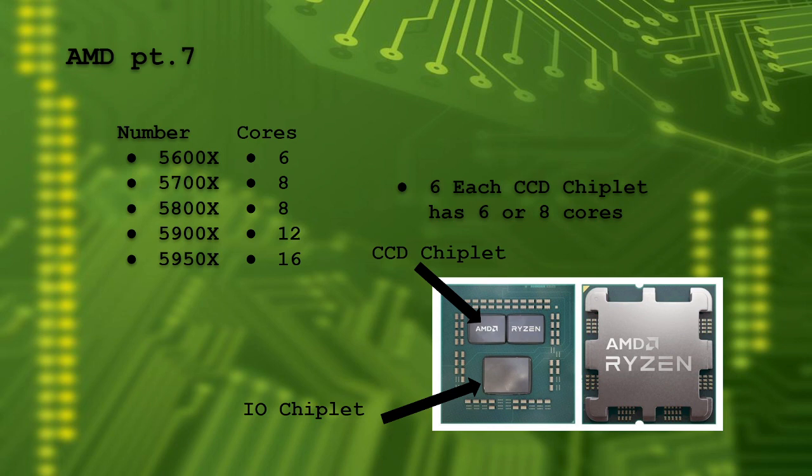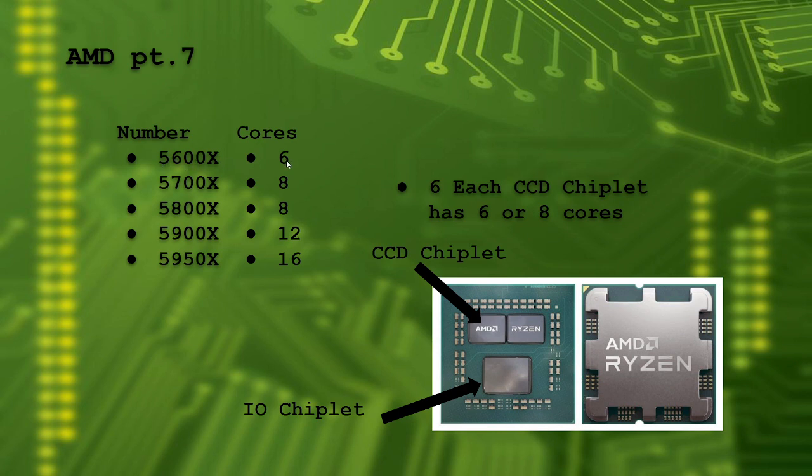Now, you may notice the weird numbers here. And this is because underneath the hood of anything that says Ryzen will be something along the lines of this: the CCD, which contains all the cores, and the I/O, or input-output chiplet. Each chiplet contains either 6 or 8 cores, and that kind of makes sense for these wacky numbers here.